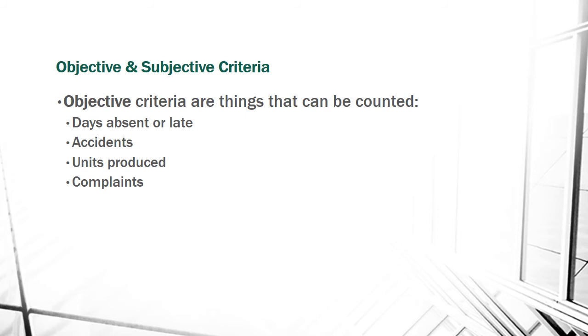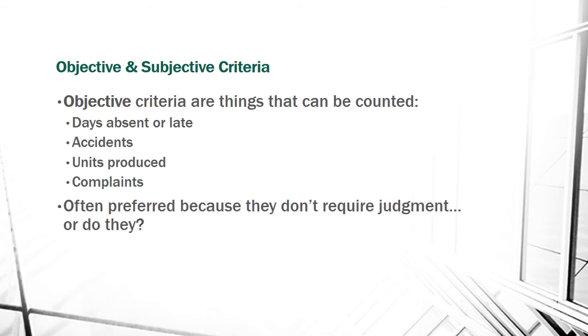Lots of organizations really like objective criteria, again, because we tend to associate the word objective with the words fair and unbiased. Because these don't require a person's judgment, we tend to view them as fairer kinds of criteria. However, it turns out that there is still some judgment involved when we decide what gets counted.